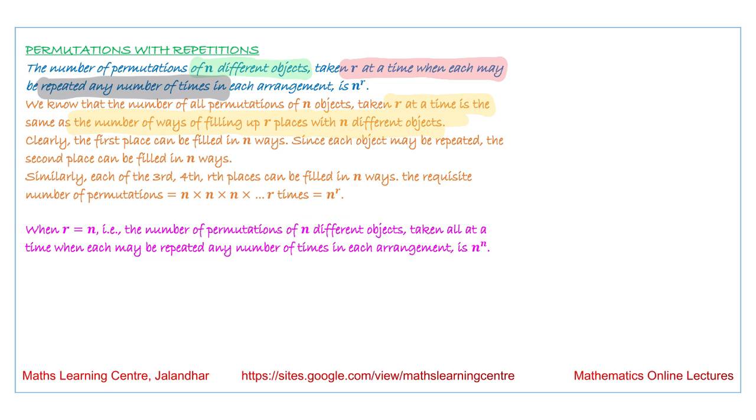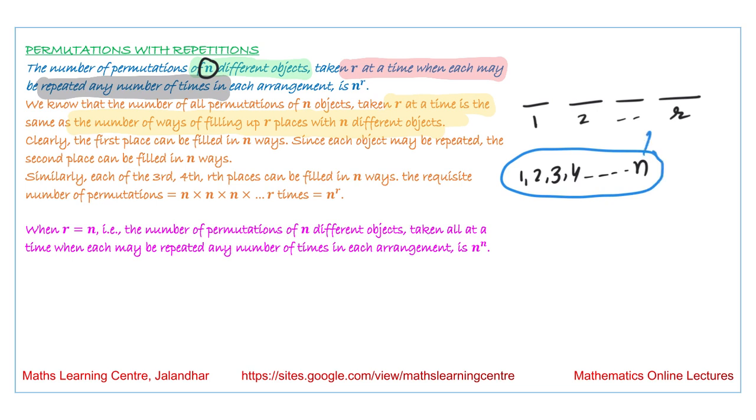So if we try to explain this, we are saying we have r places, 1, 2, and so on up to r, and there are n different objects. We have the objects 1, 2, 3, 4, and so on up to n, and we want to fill these places, and we can use these objects repeatedly. We are talking about this case. Then we have a total of n raised to the power r arrangements.